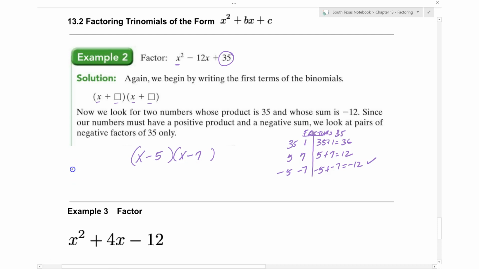Now, if you'd like to check, all you would have to do is multiply using the FOIL method. x times x, x squared, x times negative 7, negative 7x, negative 5 times x, negative 5x, and then negative 5 times negative 7 gives you positive 35. If we simplify, we have x squared minus 12x plus 35, and that's the trinomial that we had up here.